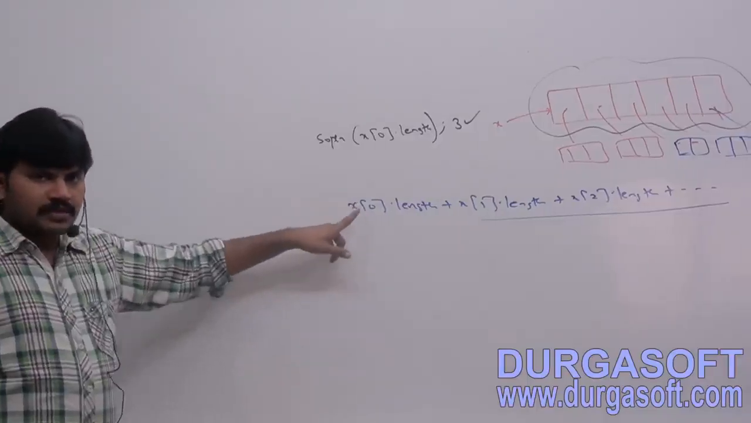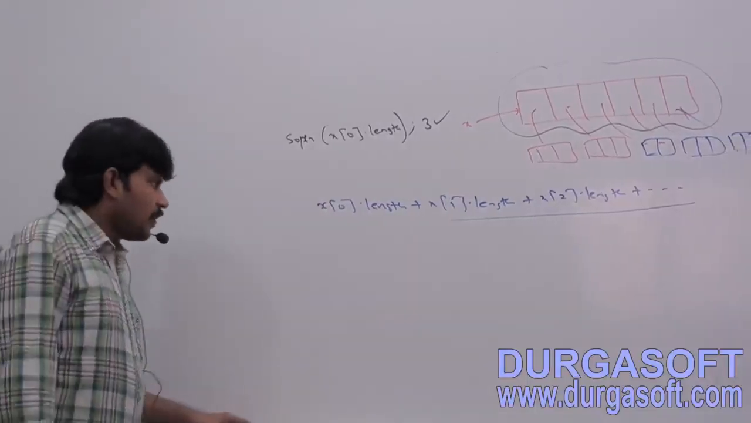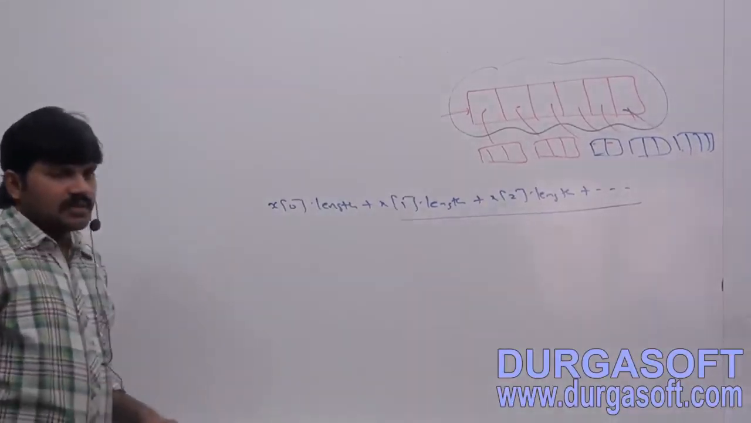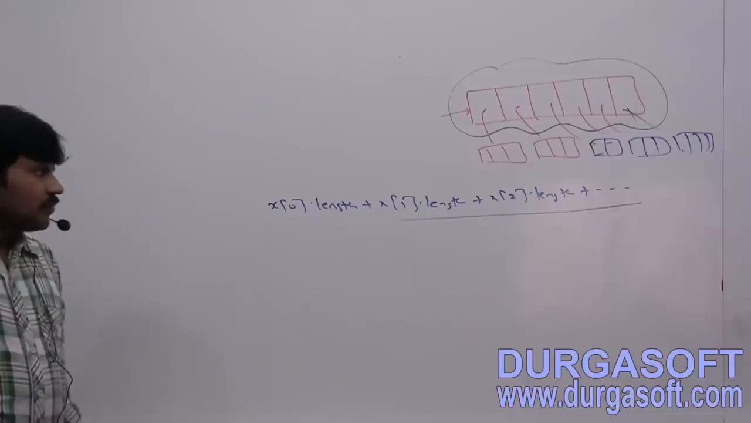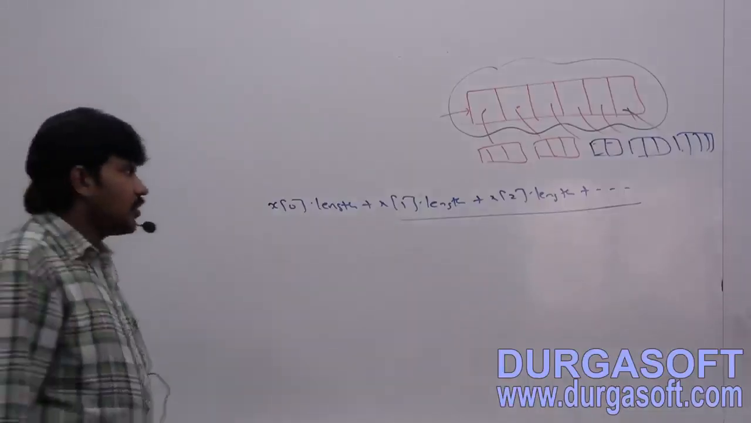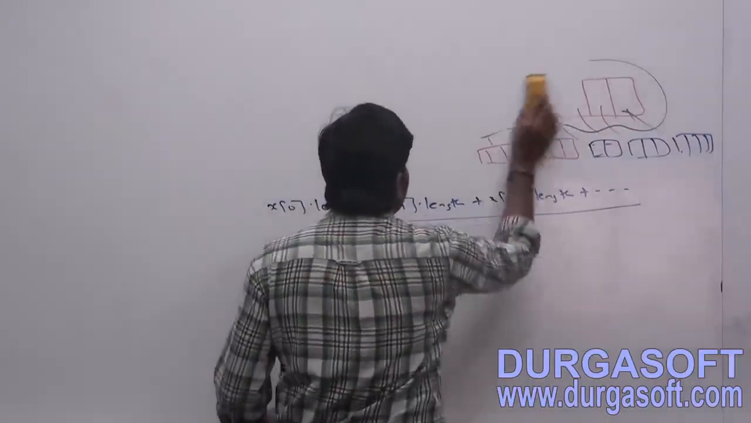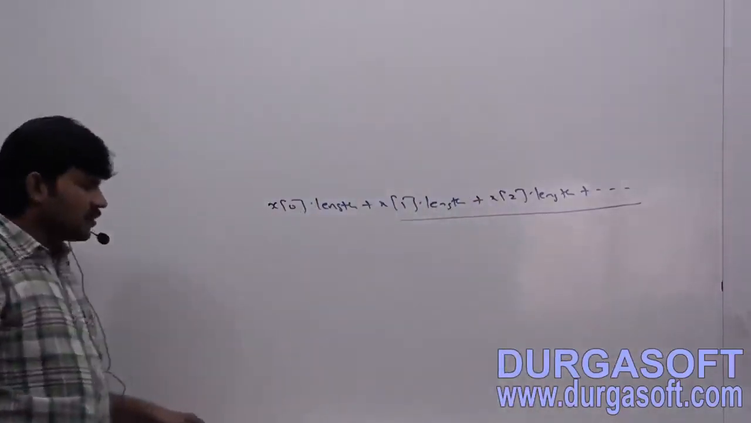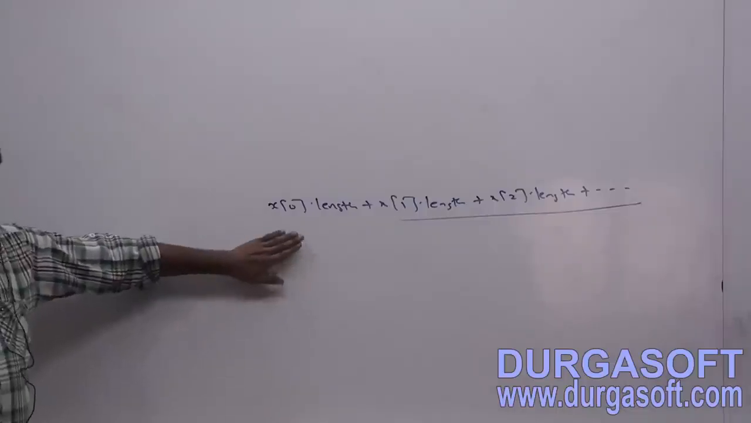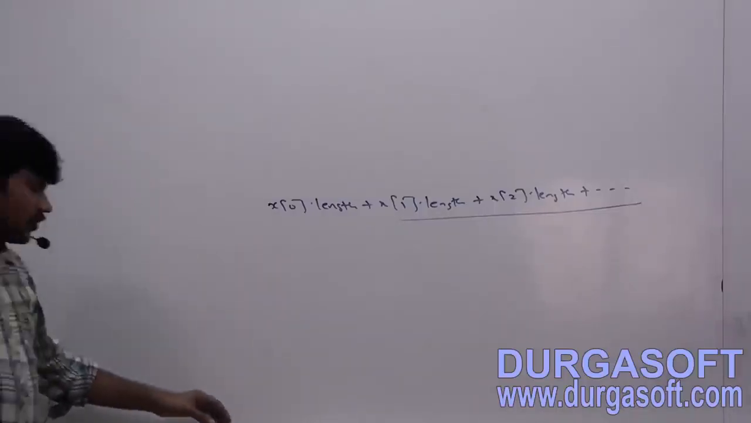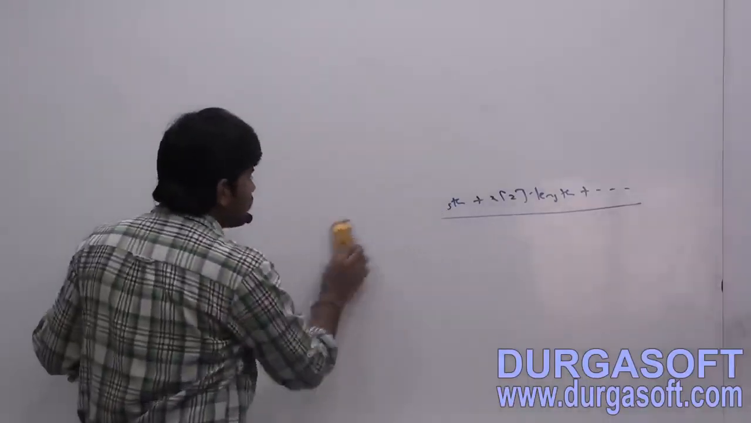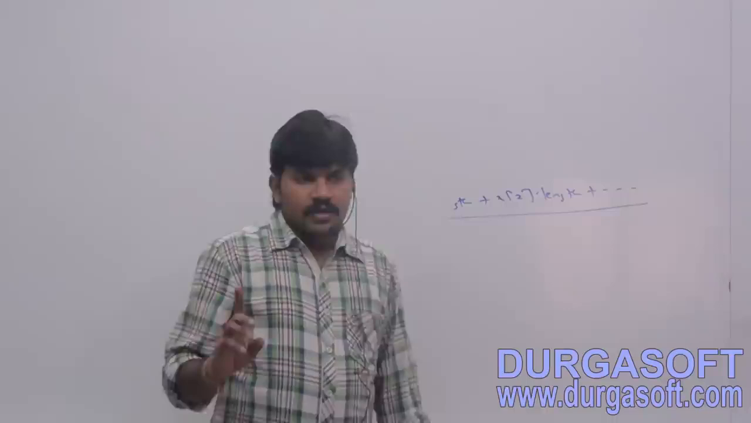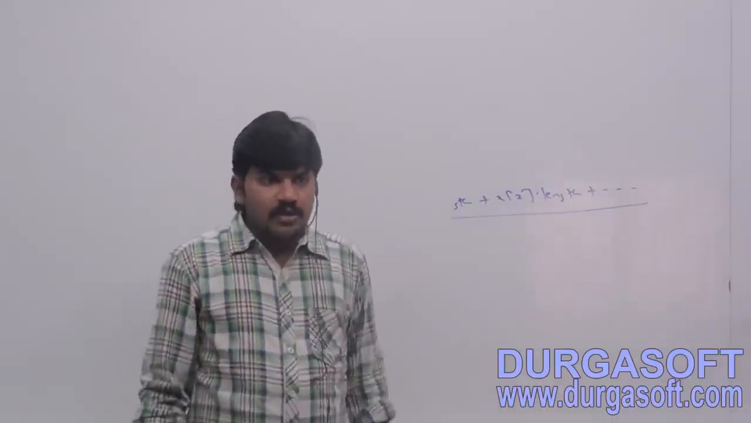Take this: x of 0 dot length plus x of 1 dot length plus x of 2 dot length and so on. Are you able to understand? So that's all; there ends length versus length. The length variable is applicable for arrays, and the length method is applicable for string objects.